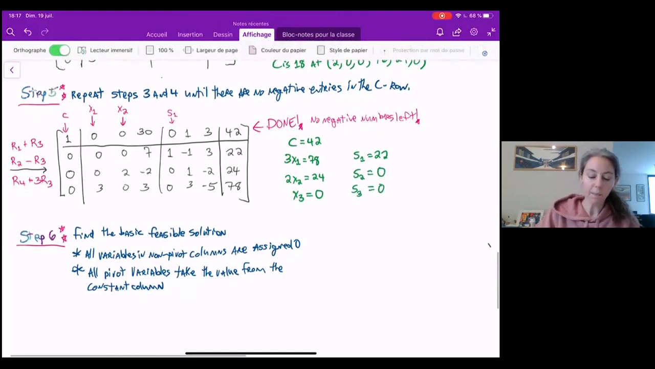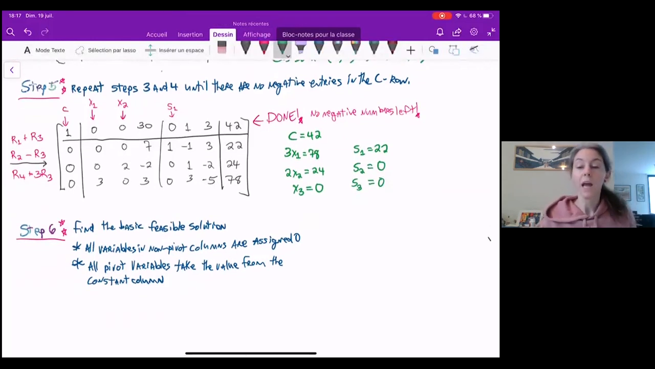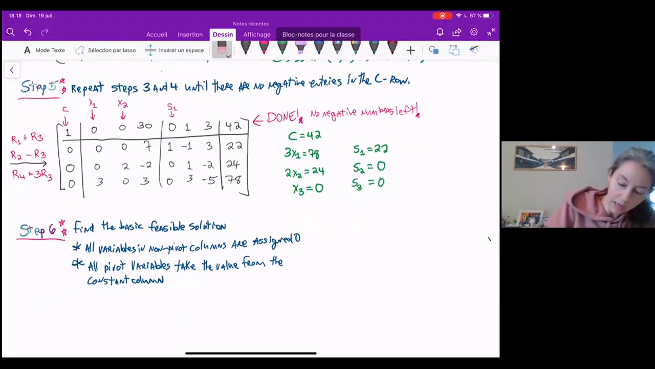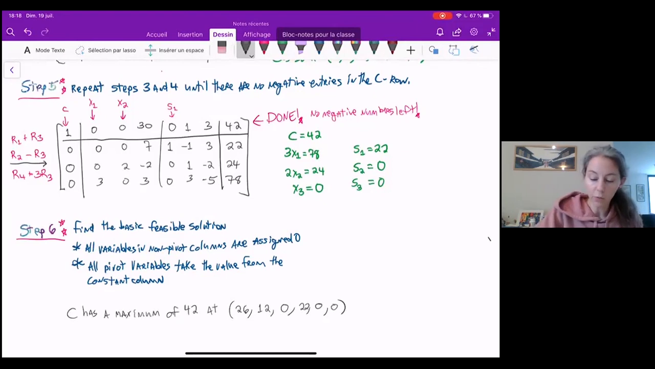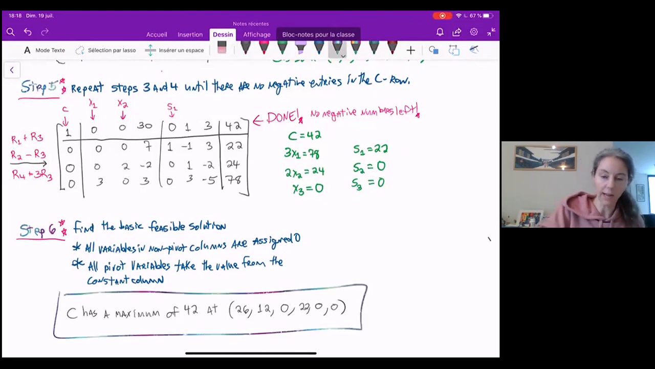So what that means is my final answer here is that C has a maximum of 42. At the corner point, 78 divided by 3, so that's 26. 24 divided by 2, so that's 12. Then 0, then 22, 0, 0. And this right here is actually my final answer.